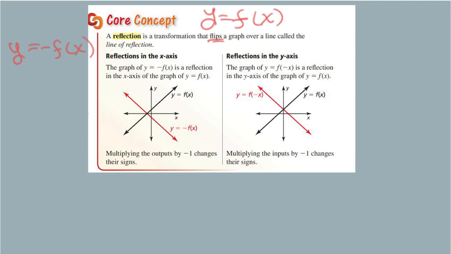Which way does a reflection happen on the x-axis? We're basically multiplying the outputs. All our outputs. Outputs are what? y by negative 1 changes our sign. We're going which way? When it is a transformation, a reflection over the x-axis.